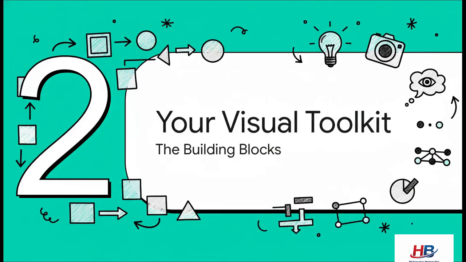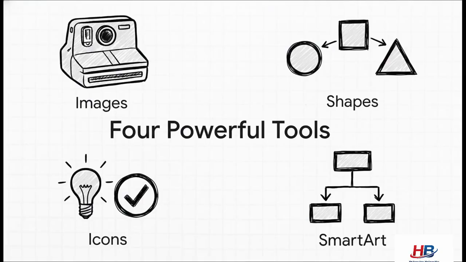Okay, now that we know what the problem is, let's talk about the solution. It is time to build your visual toolkit. These are the building blocks that are going to replace those walls of text for good. And we're going to focus on 4 super powerful tools that you probably already have access to: images, shapes, icons, and smart art. Each one has a really specific job to do when it comes to making your message clearer and way more memorable.